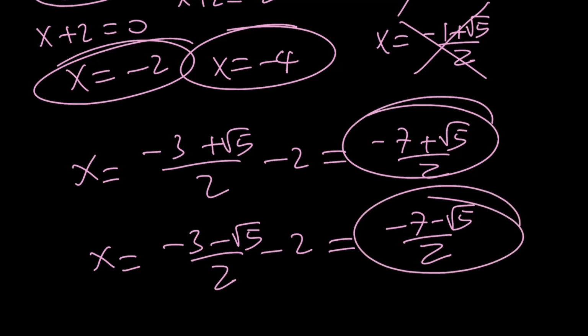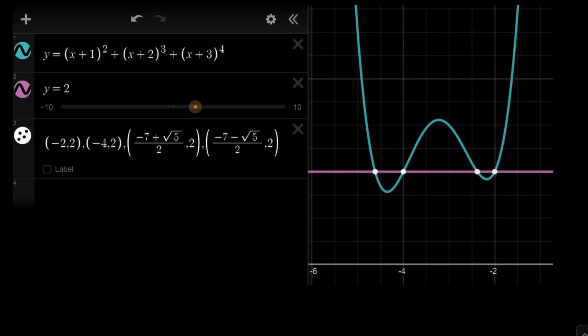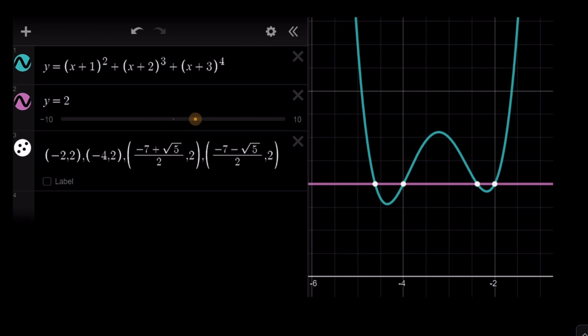Notice that there are 4 real solutions. Let's go ahead and take a look at the graph and confirm this. And if you look at the graph of these two functions, one of them is a horizontal line, and it intersects the quartic at exactly 4 points.